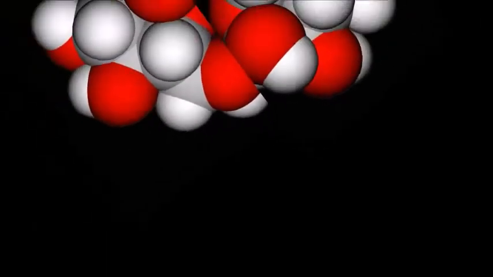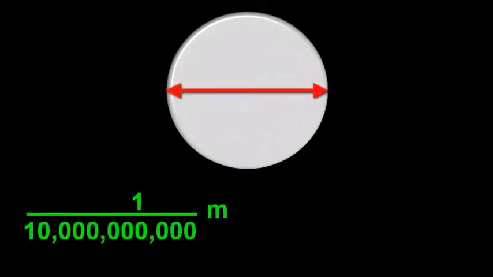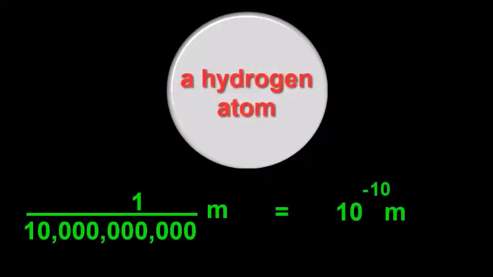Going back to our nanometre-sized sugar molecule, we can see that the white atoms are about 1/10 of its size. They're hydrogens, and they're about 1/10 of a nanometre, or 10/10,000,000th of a metre across. 10 to the minus 10. That's crazy small. Now we know how big an atom is.